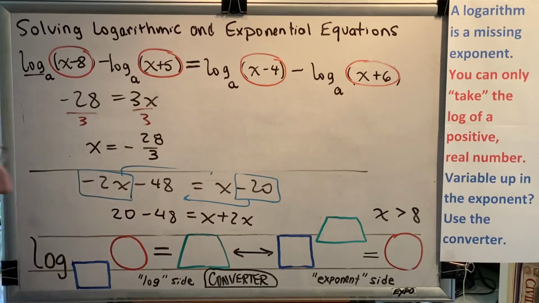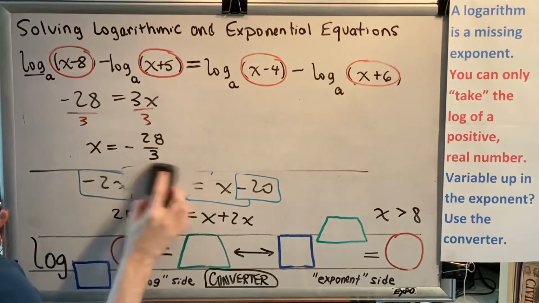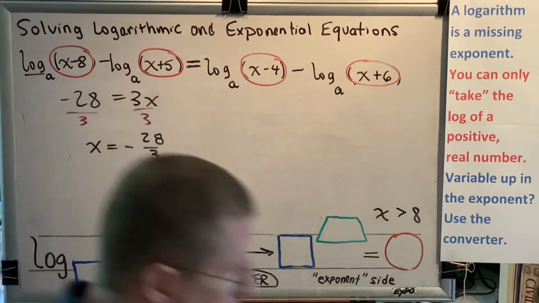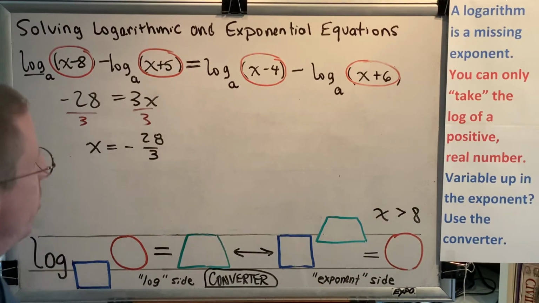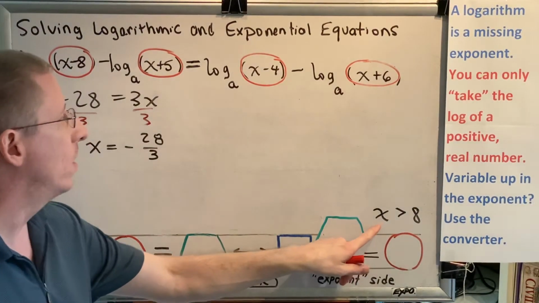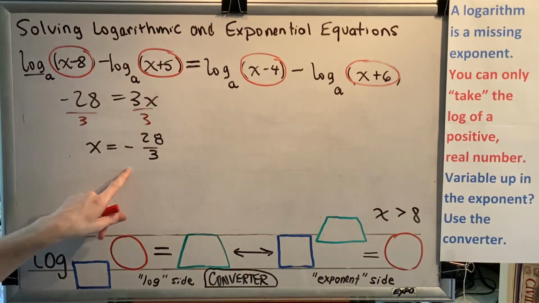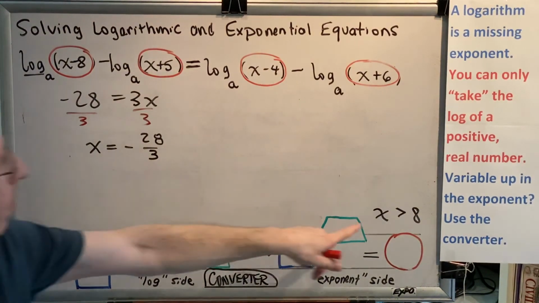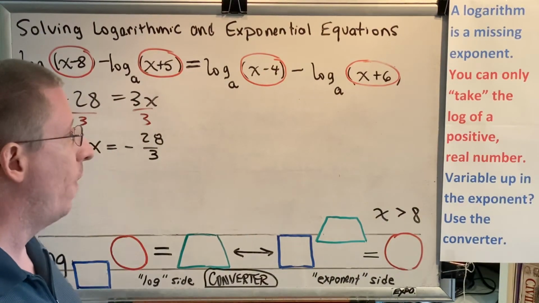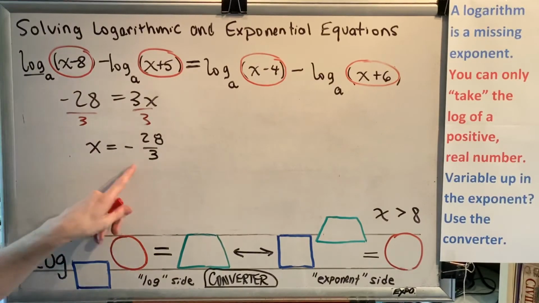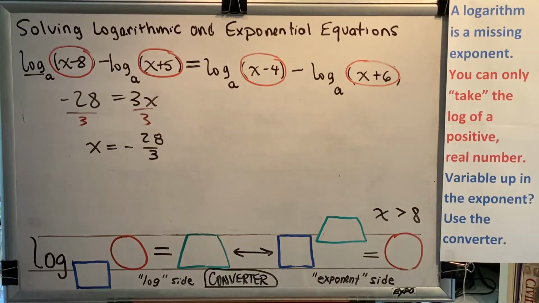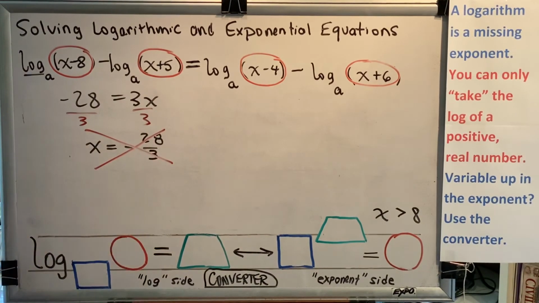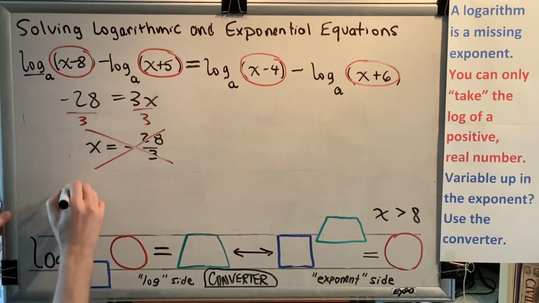And as long as that's in the domain, that will be our final answer. So let's compare it to the domain. The beginning of this problem, when we determined the domain, we found that x has to be greater than 8. So is negative 28 thirds greater than 8? The answer is no. This is negative. If something is bigger than 8, it's going to be positive, like 8.5 or 9 or 100. Negative is not bigger than 8. So this means that our only proposed solution is extraneous, which leaves us no solution.